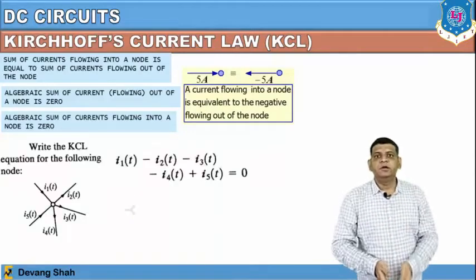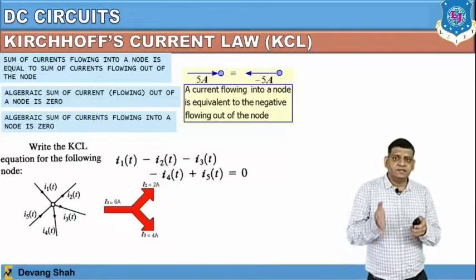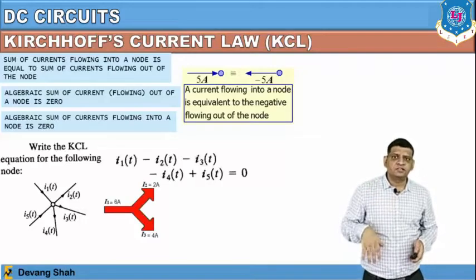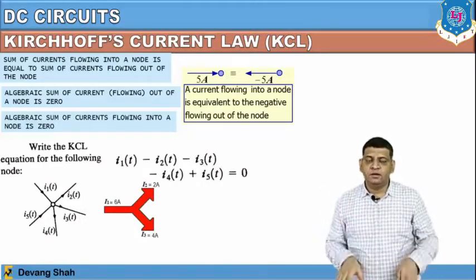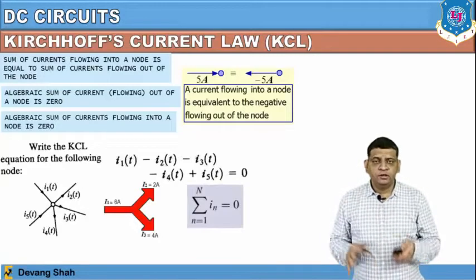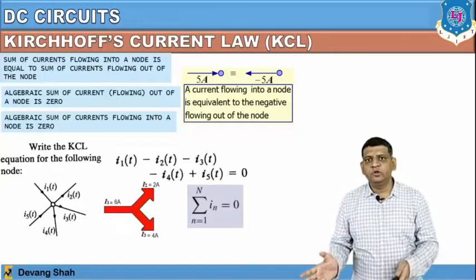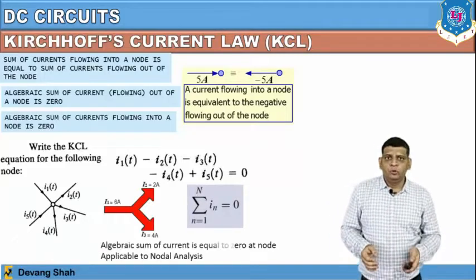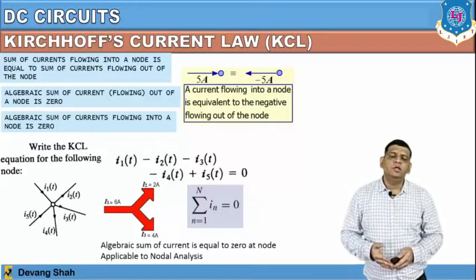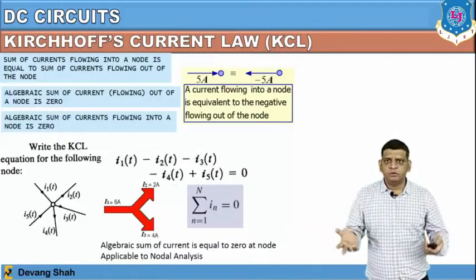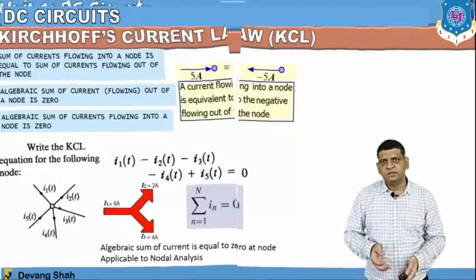So ultimately here you can consider, let's say this is one of the examples, like 6 ampere current is coming, and there are 2 branches, one current is 2 ampere, then the other must be 4 ampere. So here the algebraic sum of current must be equal to 0 at a particular node. So this is what the statement is, and it is applicable for nodal analysis. That's a part of further circuit analysis.